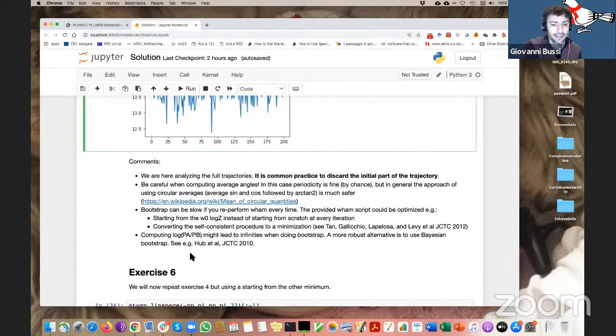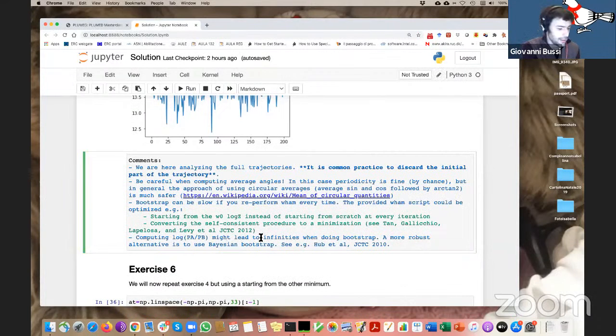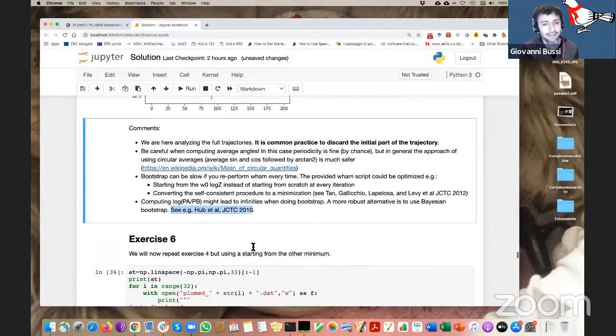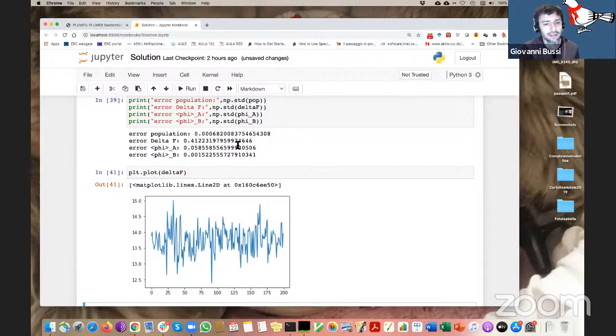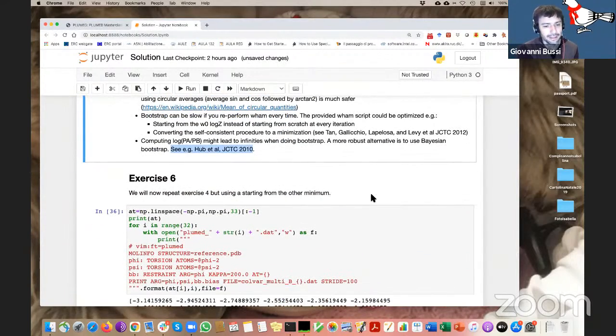So to cope with those cases, one solution is to implement Bayesian bootstrap. You can just Google for it and find out how to implement it. And also it's discussed a bit in this paper. So it's something that could be useful if you are in corner cases where at some of the iterations you find infinite values and you don't want to be in that case.